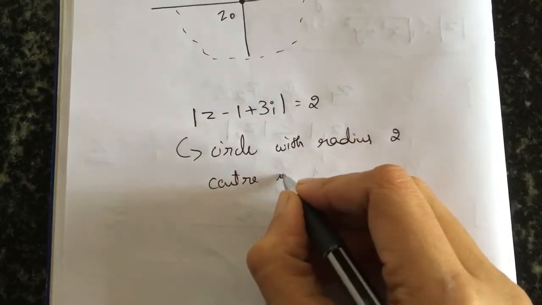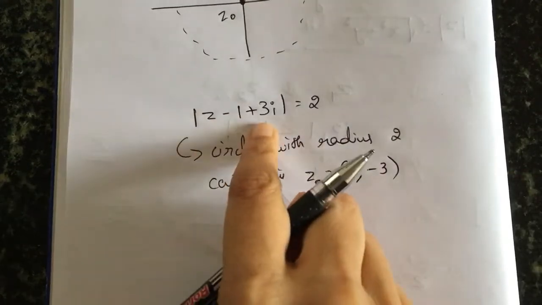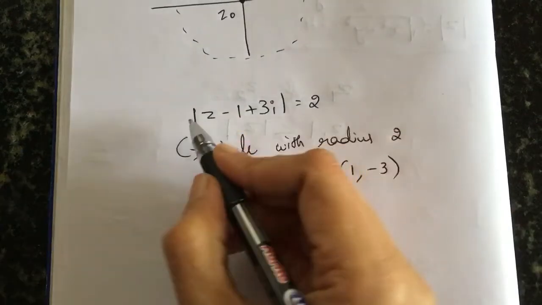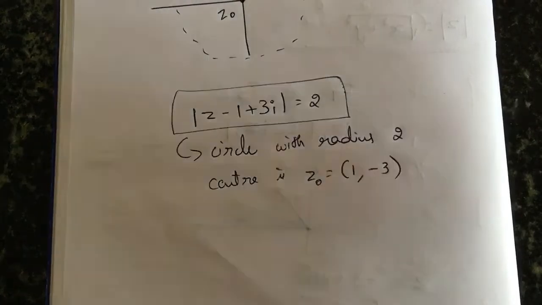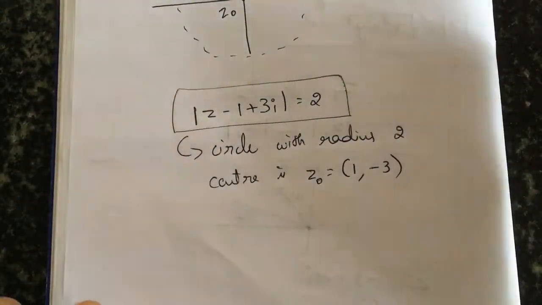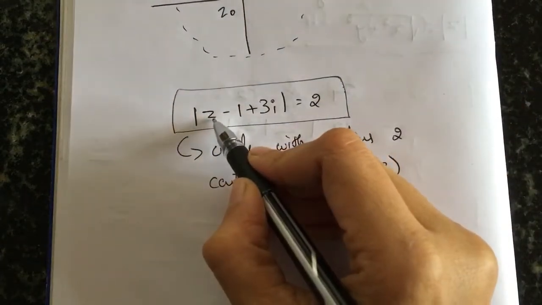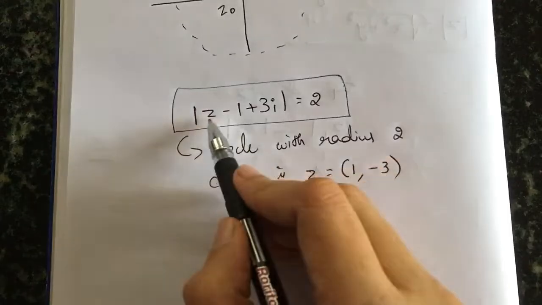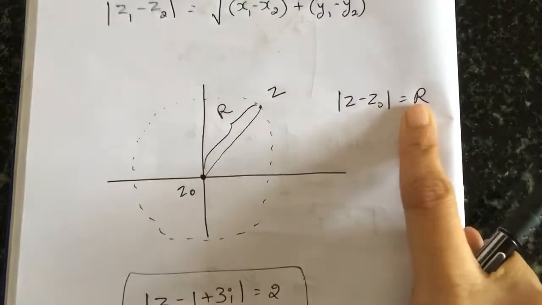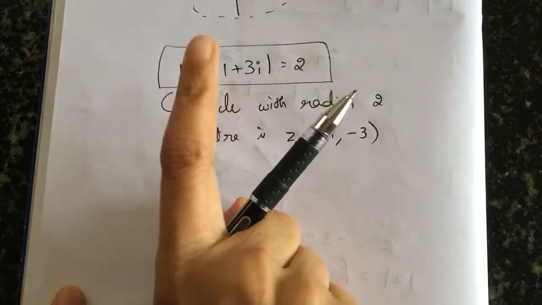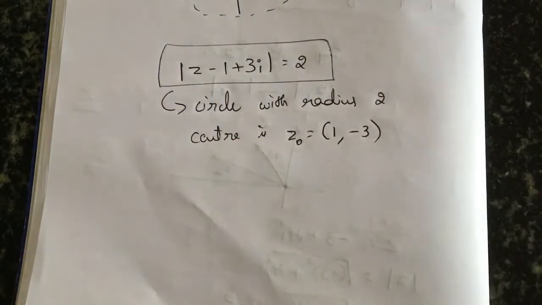So center is z0, which is 1 minus 3i. z minus z0, so 1 minus 3i. Sometimes they'll give you such equations and ask whether it forms a circle, or which shape it forms. It may be an oval, depending on the equation. Here I just gave z, so it depends. When this is the form, this is the key. If it's a circle, then it should satisfy this equation. So from this I can say this forms a circle with radius 2 and center at (1, -3).